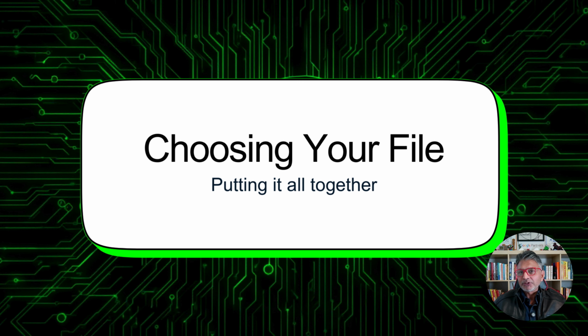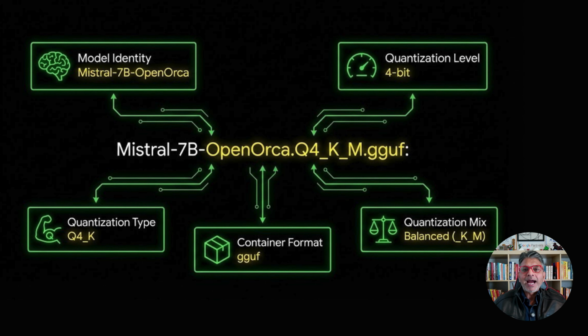We have covered the GGUF container, the model identity, and the quantization code. Now, let us put it together so you can choose the right AI model file for your system. Go back to the original example, Mistral 7b openorca.q4km.gguf. It is no longer cryptic. You can read it clearly. It is a 7 billion parameter Mistral model, fine-tuned with OpenOrca, using 4-bit K quantization with a medium configuration. Everything you need to evaluate it is in the file name.